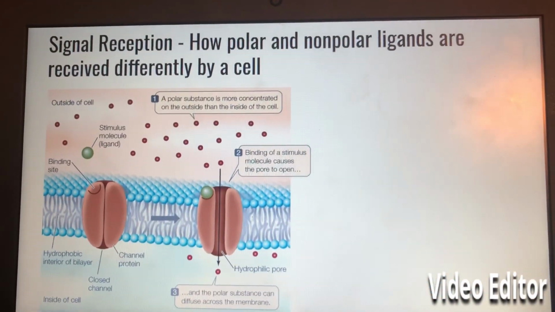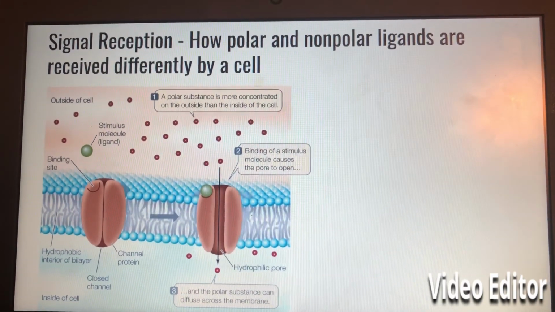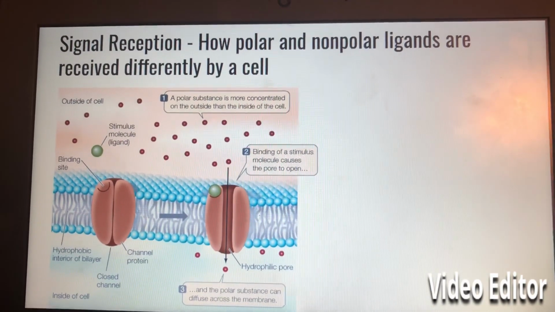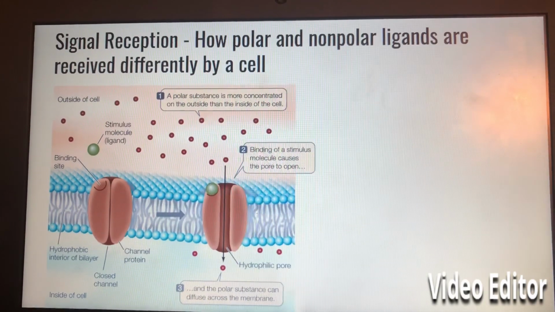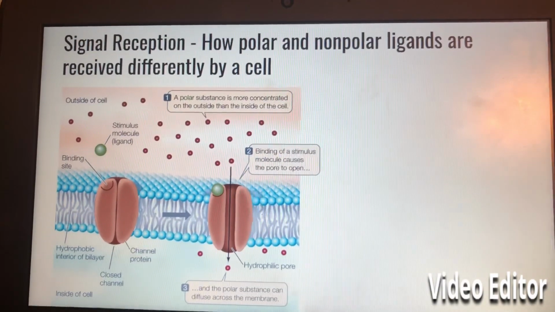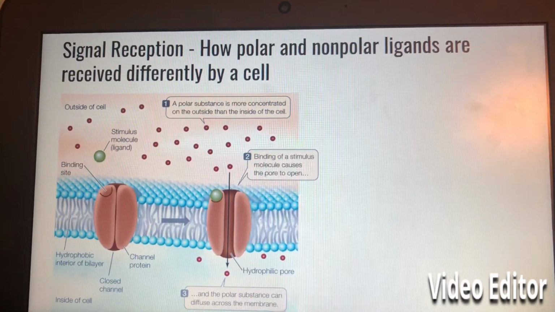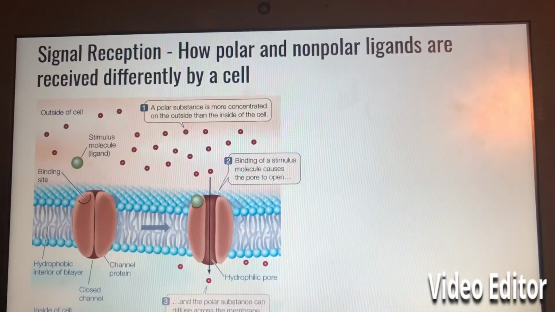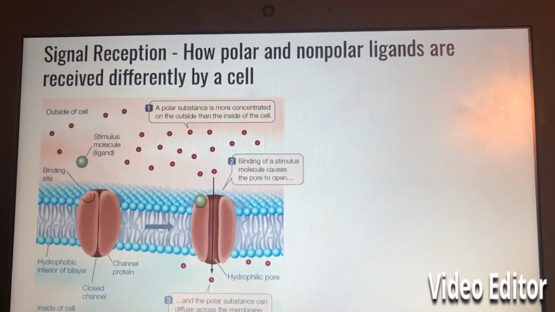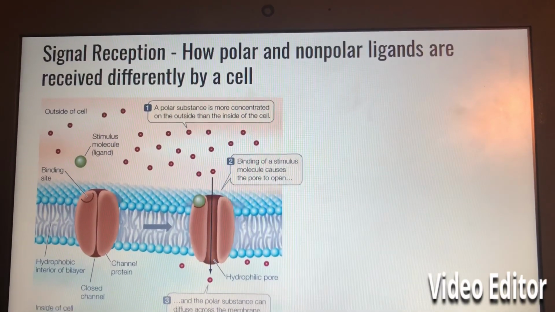So polar ligands are received by cell surface receptors, and they are membrane-anchored proteins that bind to ligands on the outside of the cell. In this type of signaling, the ligand does not need to cross the plasma membrane. So many different types of molecules, including large hydrophilic molecules, may act as ligands.